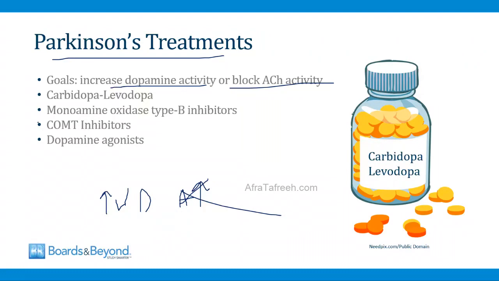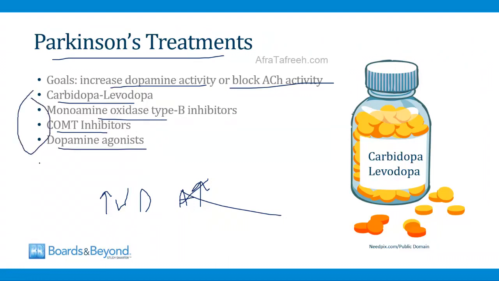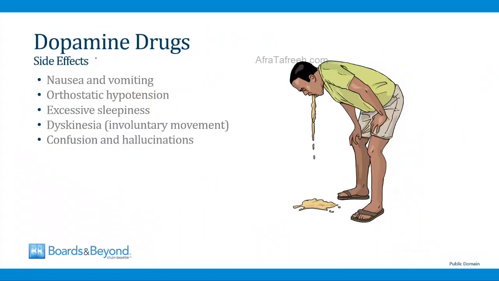In terms of the drugs that target dopamine, there are basically four groups of these drugs. The first is the combination drug carbidopa-levodopa. Second group are the MAO type B inhibitors, and then we'll also talk about the COMT inhibitors and dopamine agonists. But the goal of all of these classes of drugs is to boost dopamine activity in the central nervous system.